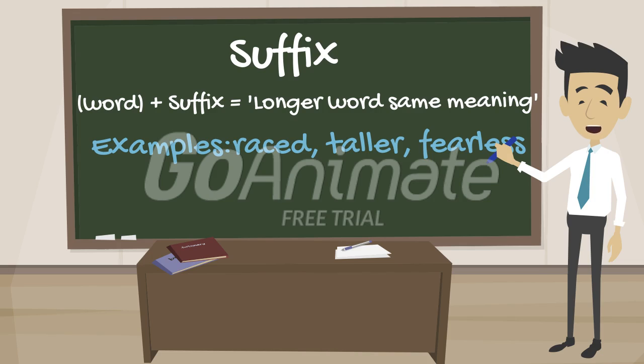Here is the format for adding a suffix to a word. You have the word, then you add the ending of the word to have the new word. Technically the same word, just a longer version. The following examples are fearless, taller, and raced. The suffix can change the action of a word, to make it past or present.